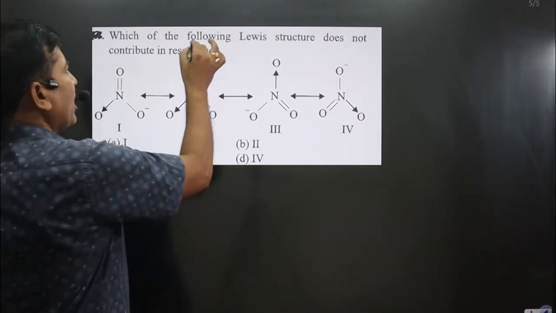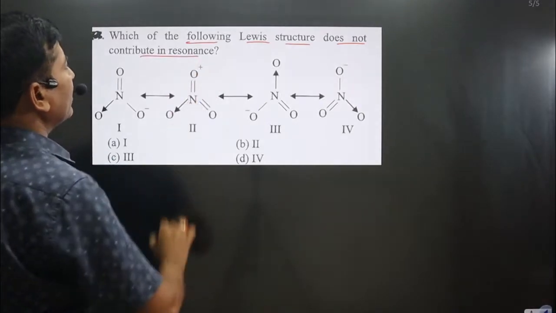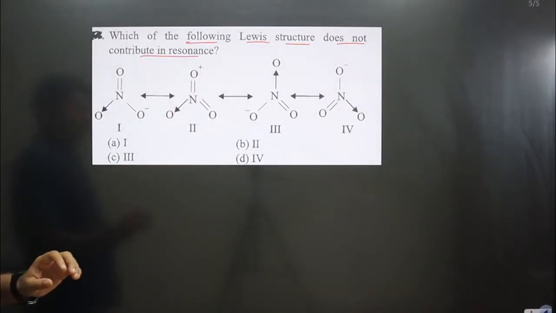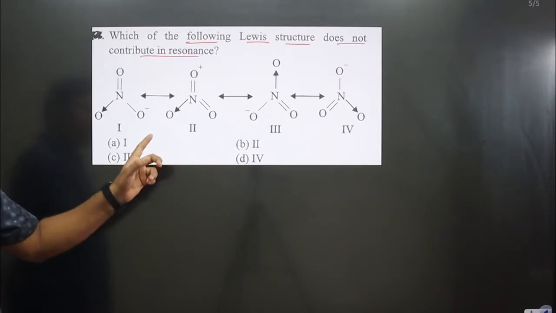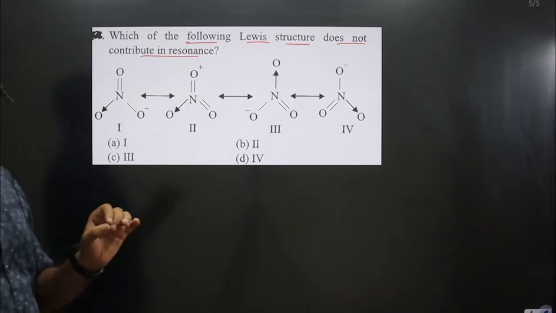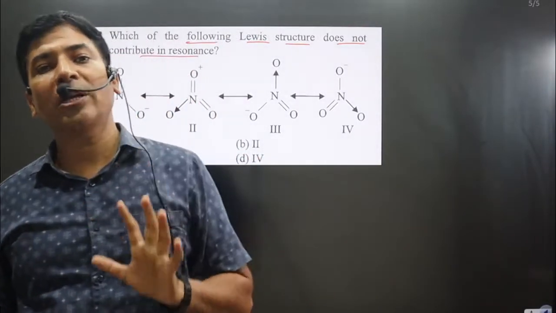The question says: which of the following Lewis structures does not contribute in the resonance? These are the resonating structures we have, and we have to determine which resonating structure is not correct. And always keep in mind, resonance is possible in a conjugated system.